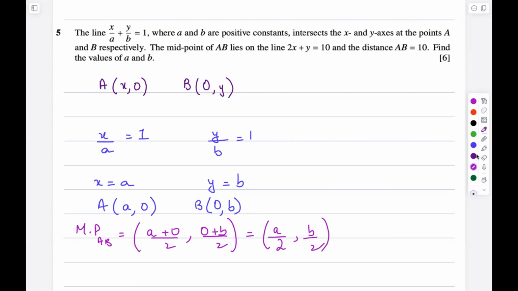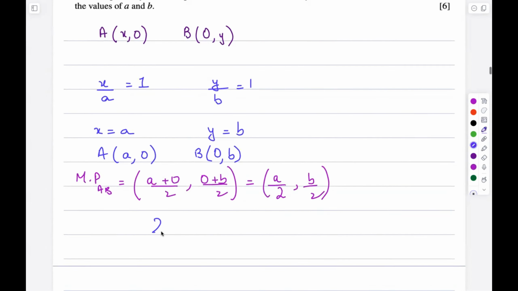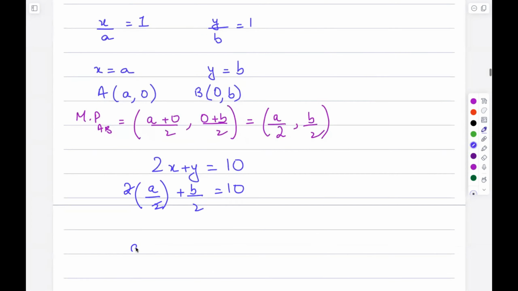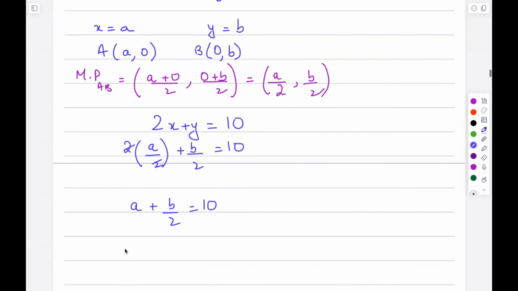Now, as it lies on the line 2x plus y equals 10, we can substitute the values of x and y into the equation 2x plus y equals 10. So in place of x, we can substitute a upon 2, and in place of y, we can substitute b upon 2, equals 10. Cancelling 2 and 2, we'll get an equation (a plus b) upon 2 equals 10. We can take the LCM and write it as 2a plus b equals 20. So this will be the first equation.